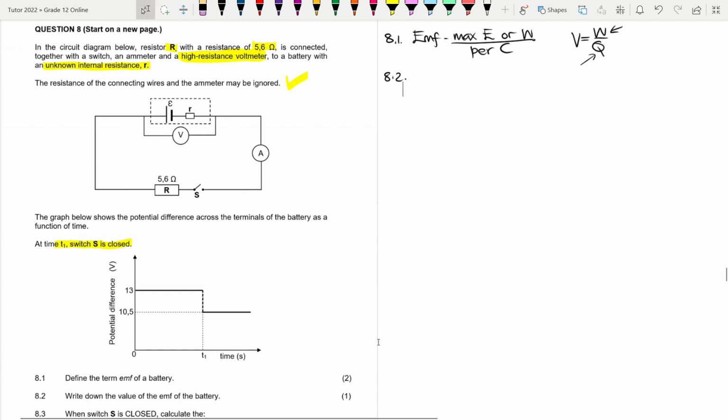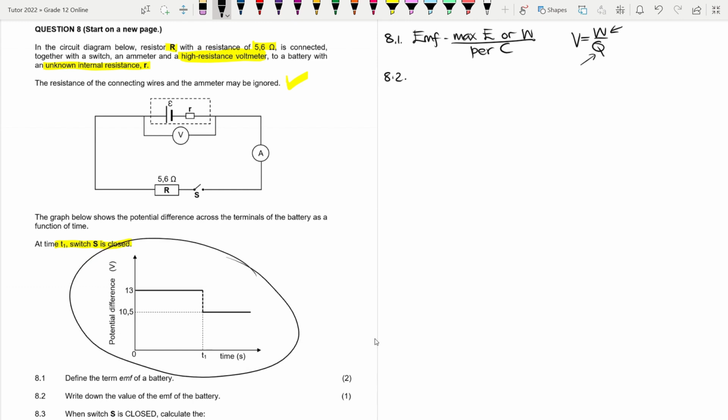Okay, question 8.2, write down the value of the EMF of the battery. So we look at the diagram that we are given here. Mahabo, can you explain the diagram, what it means, the whole thing, the one I've circled? Just briefly, what it tells you and what it says about the circuit.